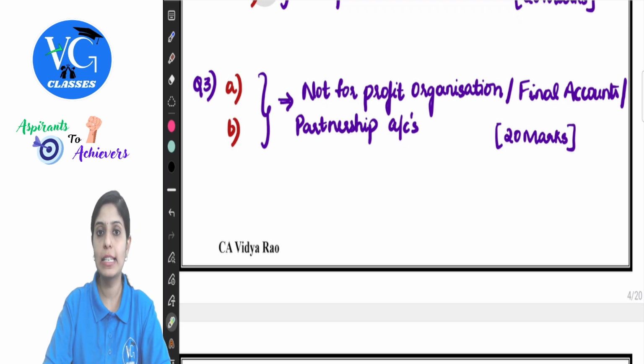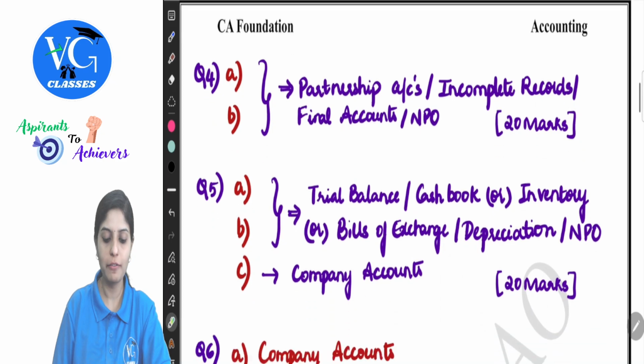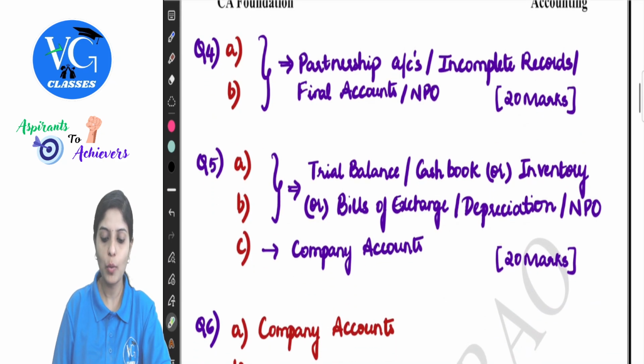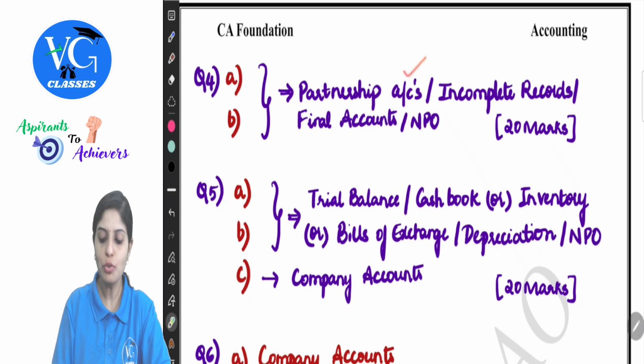Expected chapters which we can see for question number 3 would be not-for-profit organization or final accounts or partnership accounts. Likewise, question number 4 will again have 2 subparts. Question number 4 can majority of times come up for 10 marks each. Here you can find questions on partnership accounts or incomplete records or final accounts or NPO, that is not for profit organization.